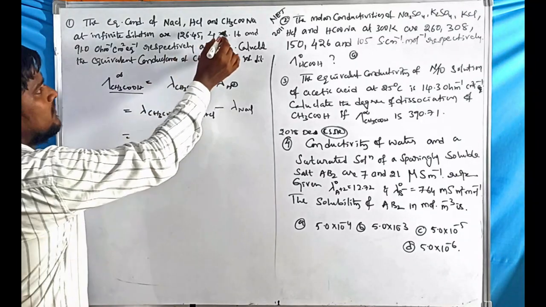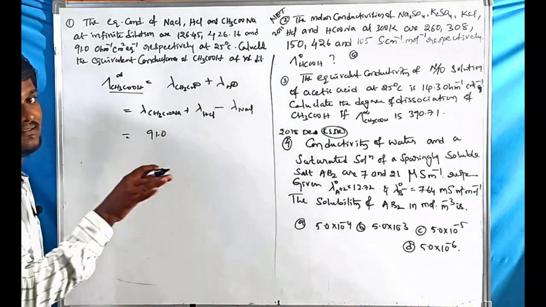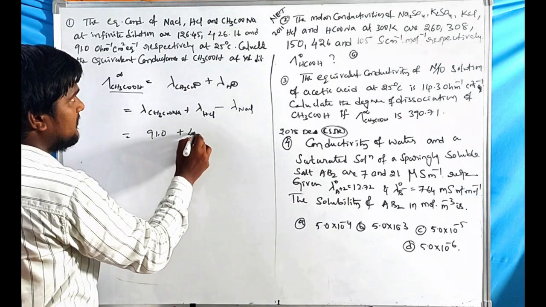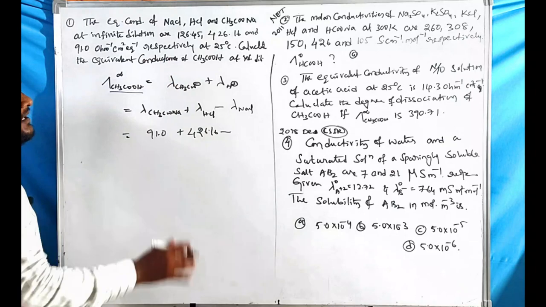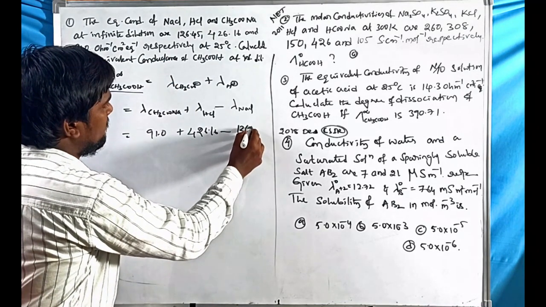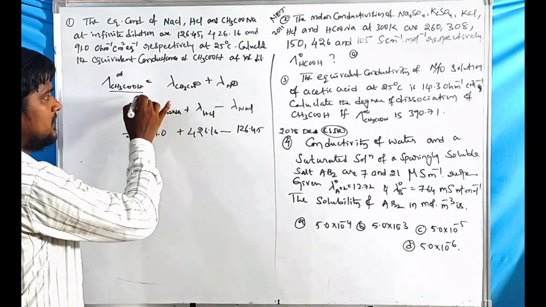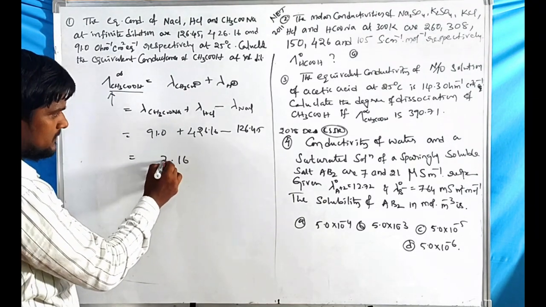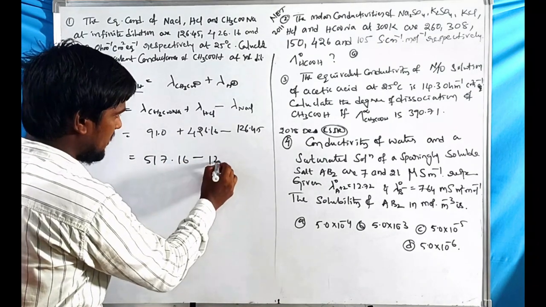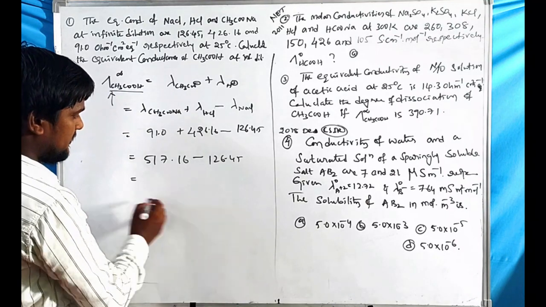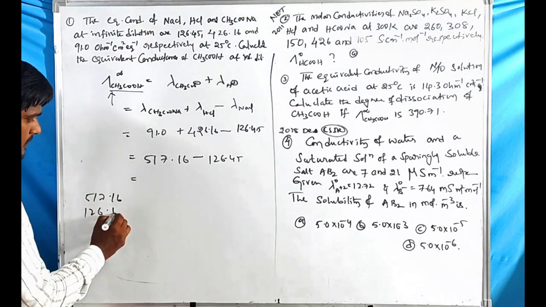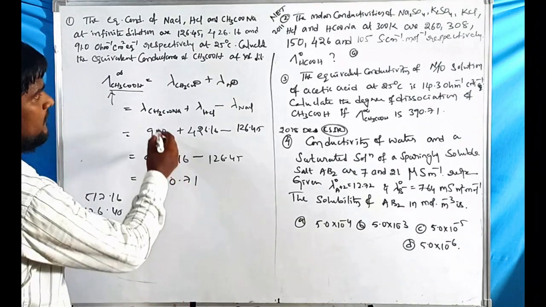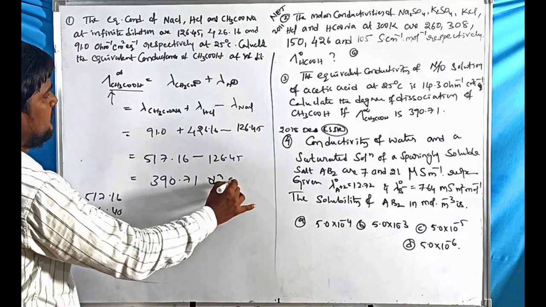Here the sodium acetate value is 91.0, which indicates lower conductance. HCl is a very strong electrolyte with higher conductance, 426.16, minus the NaCl value of 126.45. From this equation we get the equivalent conductance of acetic acid at infinite dilution. Adding the values, 91.0 plus 426.16 minus 126.45, approximately we get 390.71, in ohm inverse centimeter square equivalent inverse.